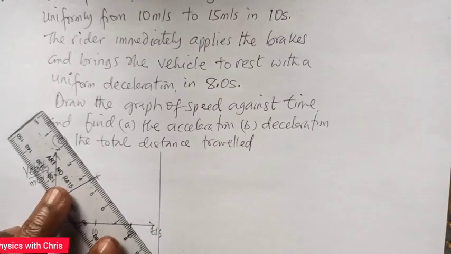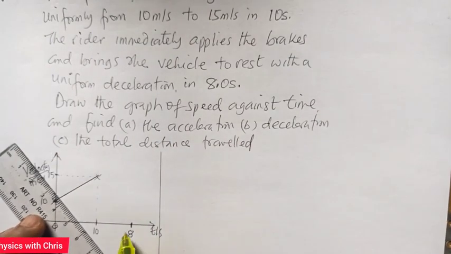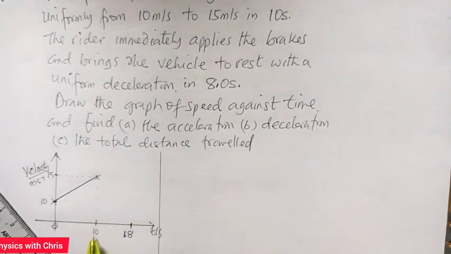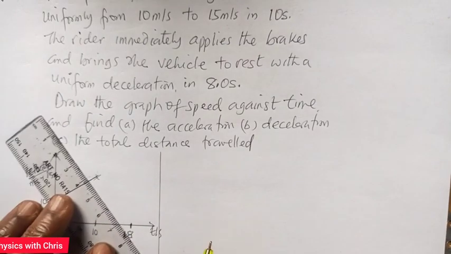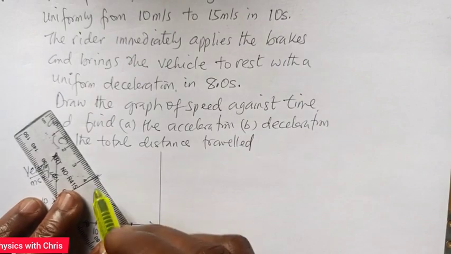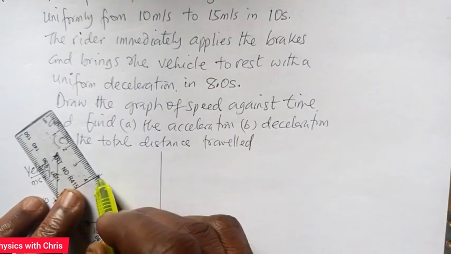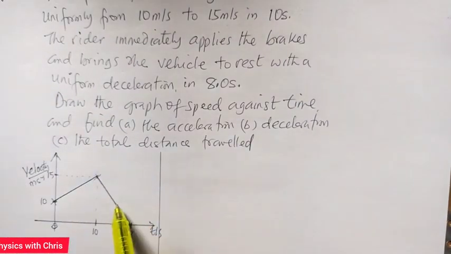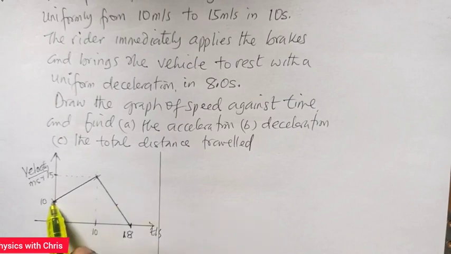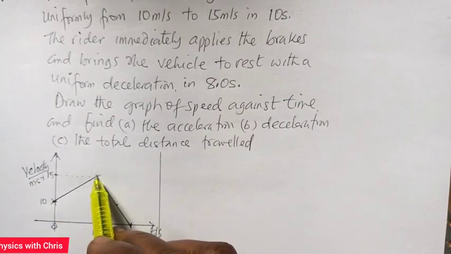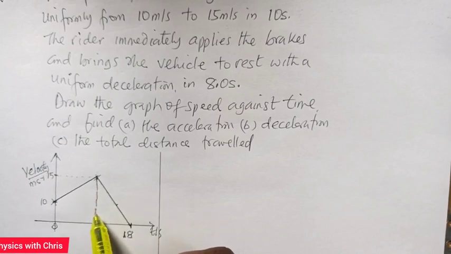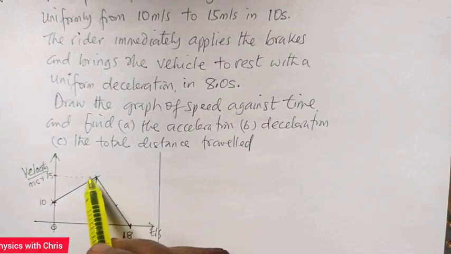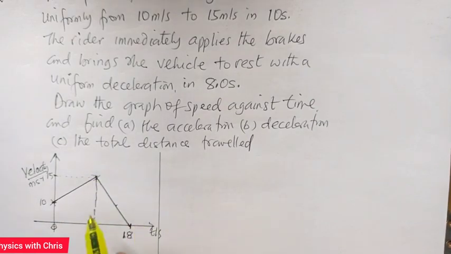Uniform deceleration means I'm going to draw this is 18, because I'm going to add the 8 to this 10 to give me 18, and then I draw the graph of deceleration. This is the graph of uniform deceleration. This is the graph of uniform acceleration. So midway here, I can just take a line from this point to where the time is 10 seconds.